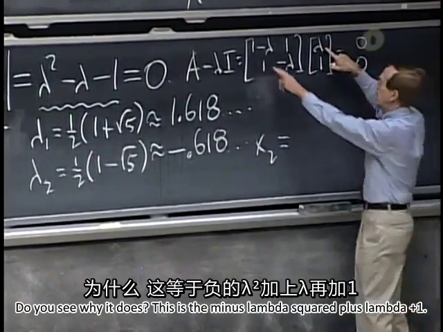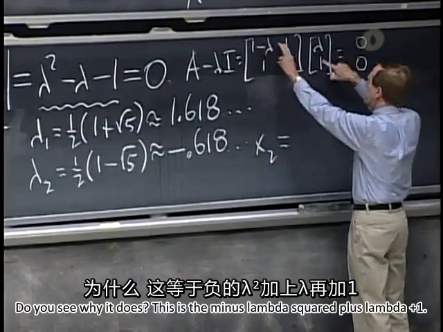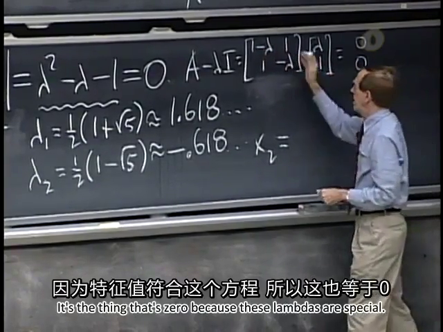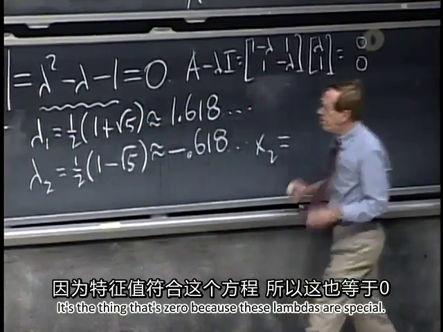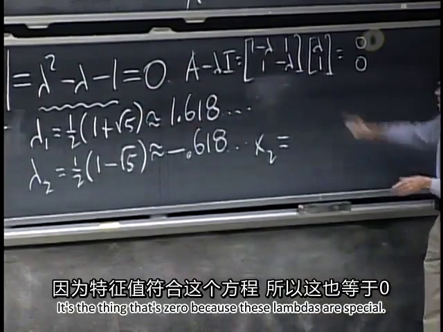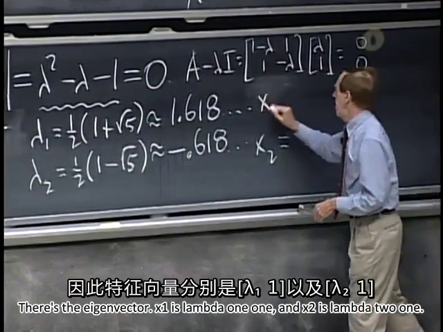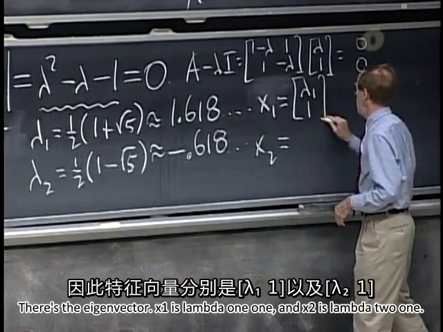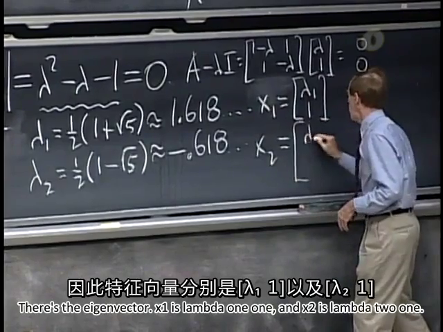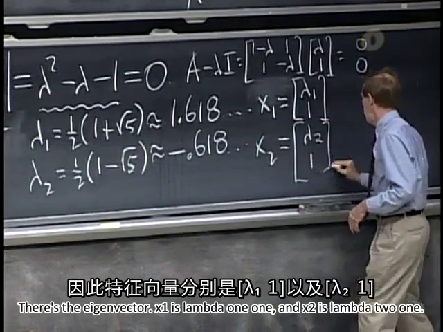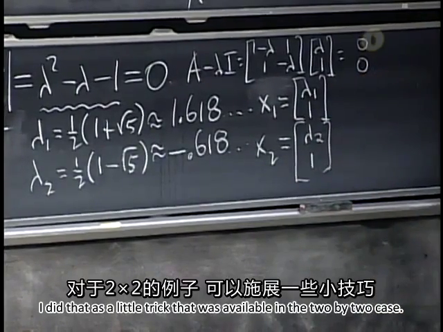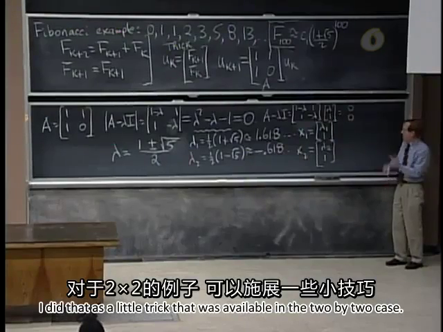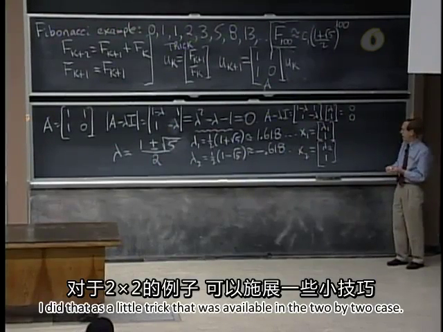Do you see why it does? This is the minus lambda squared plus lambda plus 1. It's the thing that's 0, because these lambdas are special. There's the eigenvector: x1 is lambda 1, 1, and x2 is lambda 2, 1. I did that as a little trick that was available in the 2 by 2 case.